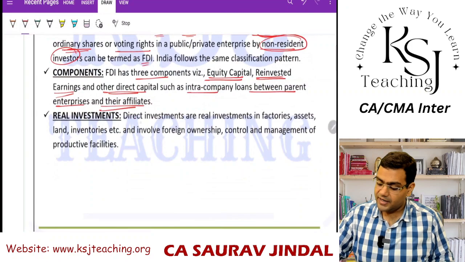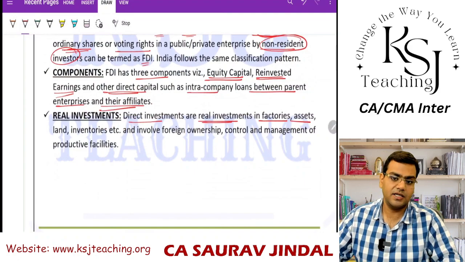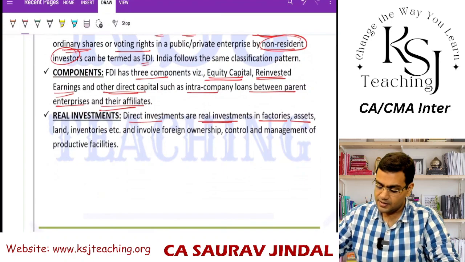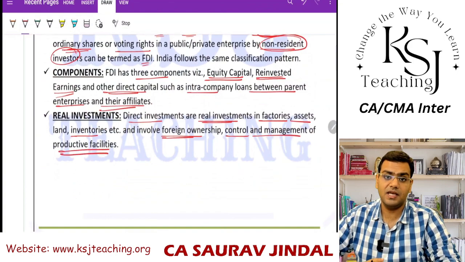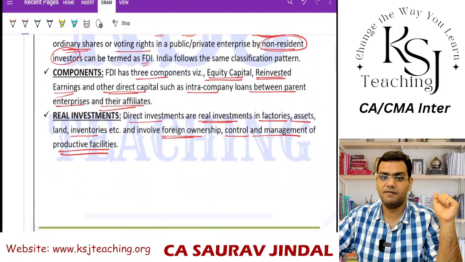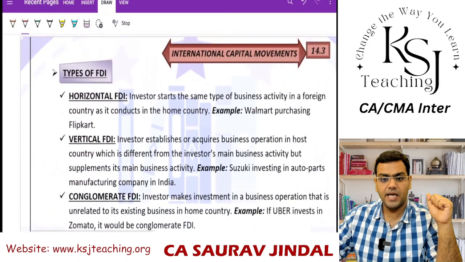Real investment. Direct investments are the real investment in the factories, assets that you can identify, sir, that this is the investment in the asset. It is not a nominal investment because the asset is there in reality, right? Land, inventories, and involve the foreign ownership, control, and management of the production facilities. Obviously, if you get the ownership of a business, you can alter the production facilities. You have a say in the productive capacities, facilities, and all those things, right? Okay. Now, what are the types of FDI?